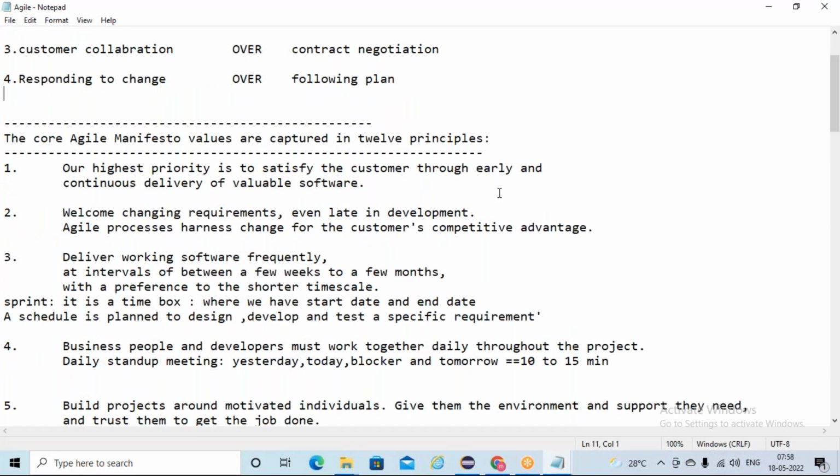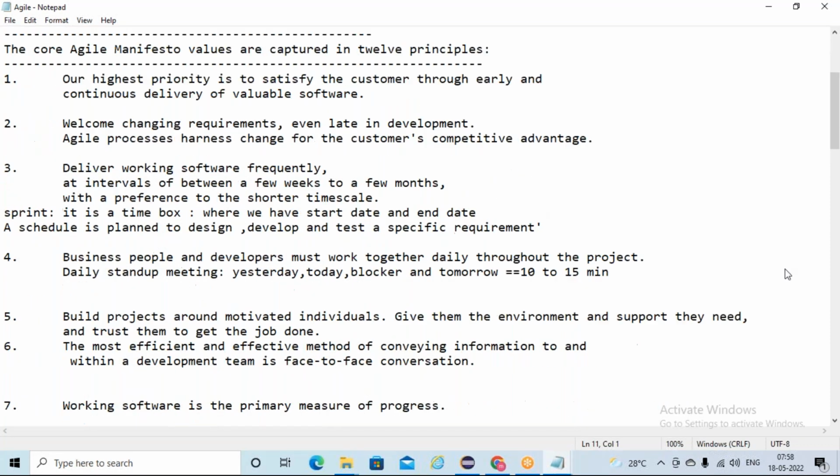What are the 12 principles? Can you read one by one so that you will also have some idea? I will explain once you read. Who is interested to read the first point? Can you raise your hand? Okay, yes, please.